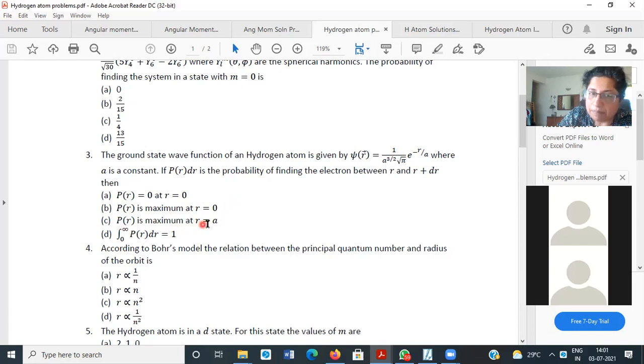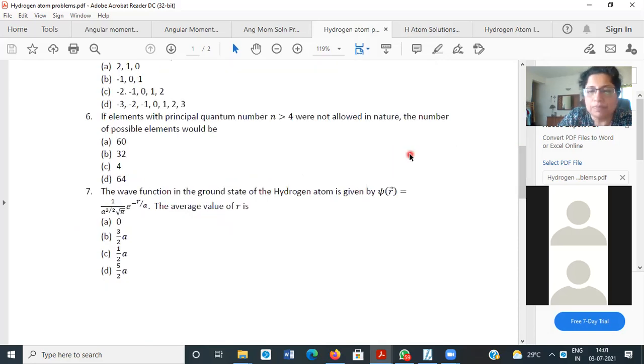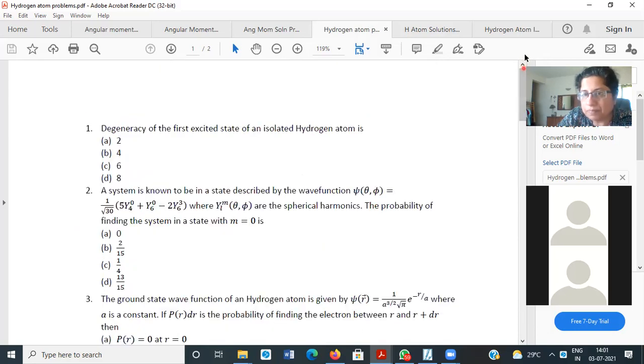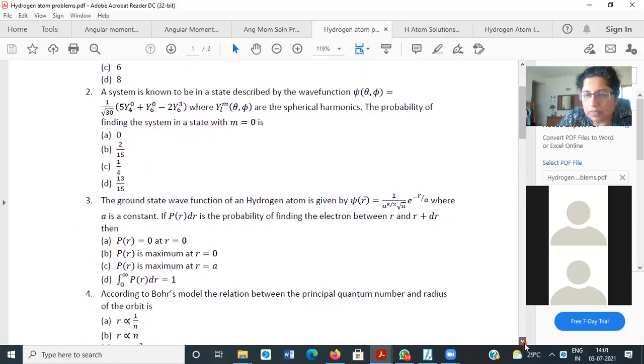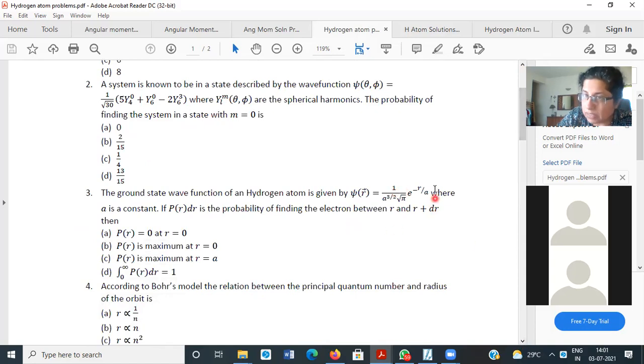This looks very likely, that it's maximum at r equal to a. The last one is definitely true, because this is a bound state wave function. Given that the electron is somewhere around the nucleus, if you take the probability over the entire range of r, 0 to infinity, you're going to get a 1. So this is definitely true.